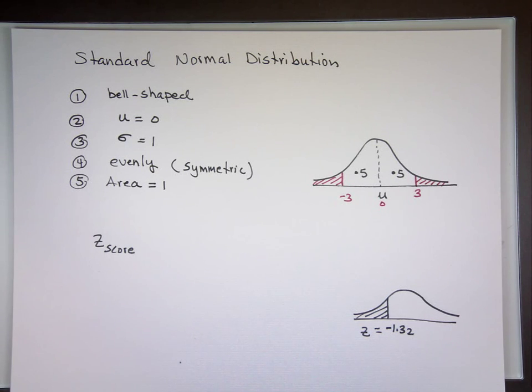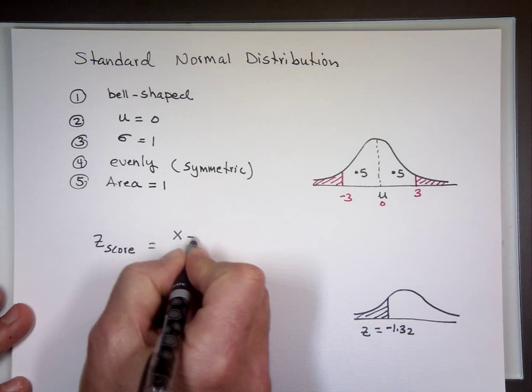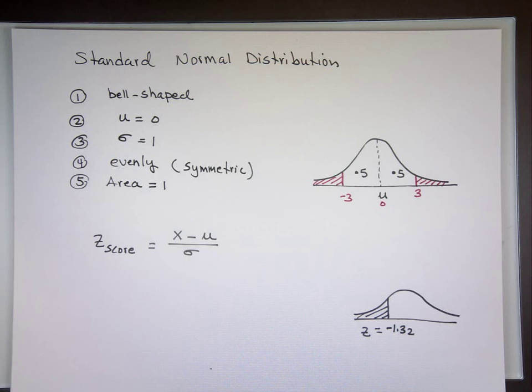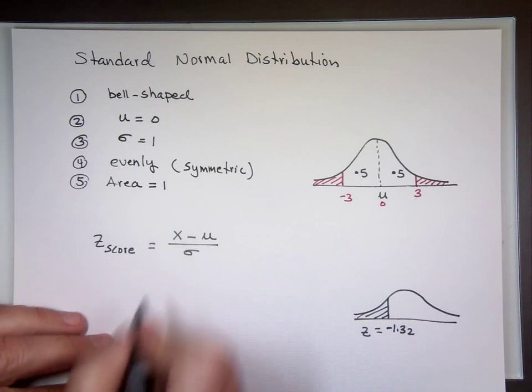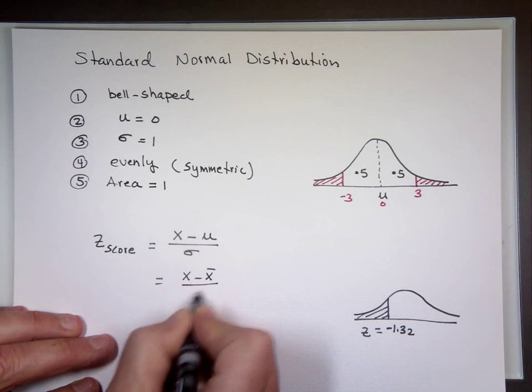How do you find the z-score? Isn't that the standard deviations away? Well, it's 1.32 standard deviations to the left, yes. But how do we calculate what that number is? How do we know if your score is 1 standard deviation to the left or to the right? Well, we can calculate that by taking x minus mu over sigma. That's how you calculate the z-score. If you're dealing with a sample, it's x minus x bar over s.